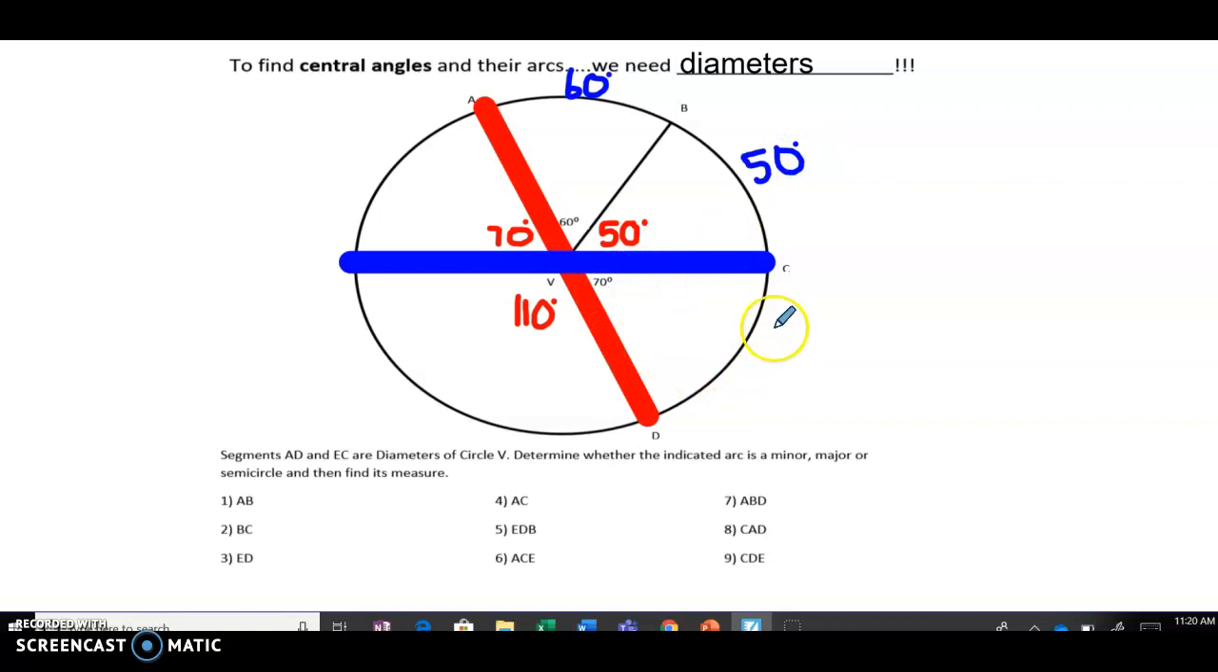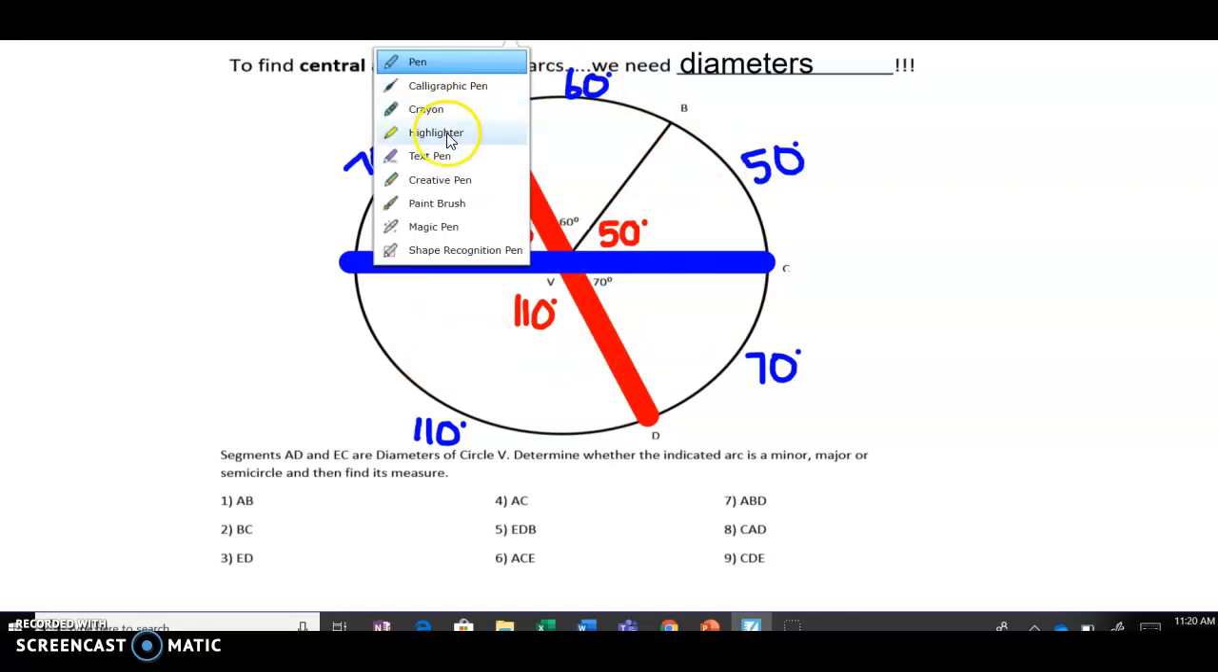If this angle is 70 degrees, then from C to D has to be 70 degrees. And this arc right here has to be 110 because of the angle being 110. And then this arc right here also has to be 70 degrees. Okay, so now I have all the information I need.